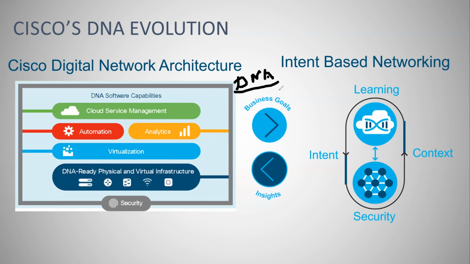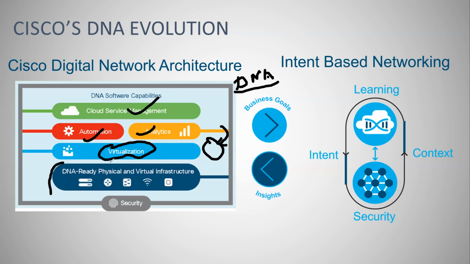DNA Center fully supports the container concept. That means inside DNA, you have containers and you can run any application within DNA. That's why it is telling you about virtualization, because this architecture is very similar to Kubernetes architecture, and we'll see that later on. DNA can do automation, analytics, and cloud services are integrated.